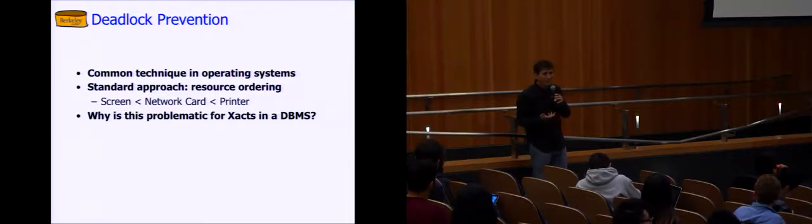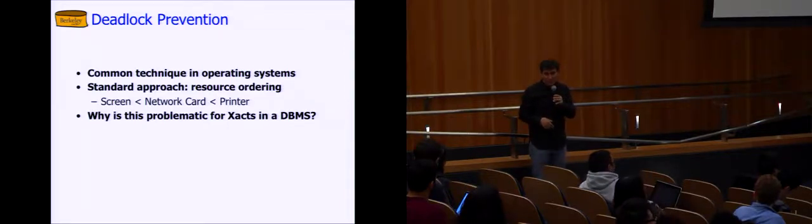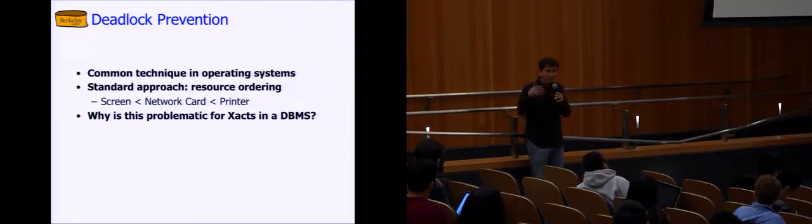Pre-declaring your locks is kind of a pain in the butt, and in fact, it's not possible if you do interactive applications. Maybe the person accessed the department table and then realized they wanted to access the employee table. You're really going to make them start over? Seems kind of like a drag.